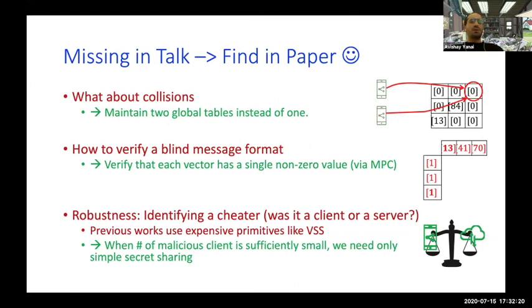And previous works use expensive tools like verifiable secret sharing to solve this. But in Blinder, we show that when the number of corrupted clients is sufficiently small, then we can achieve robustness even with simple secret sharing, without resorting to verifiable secret sharing.